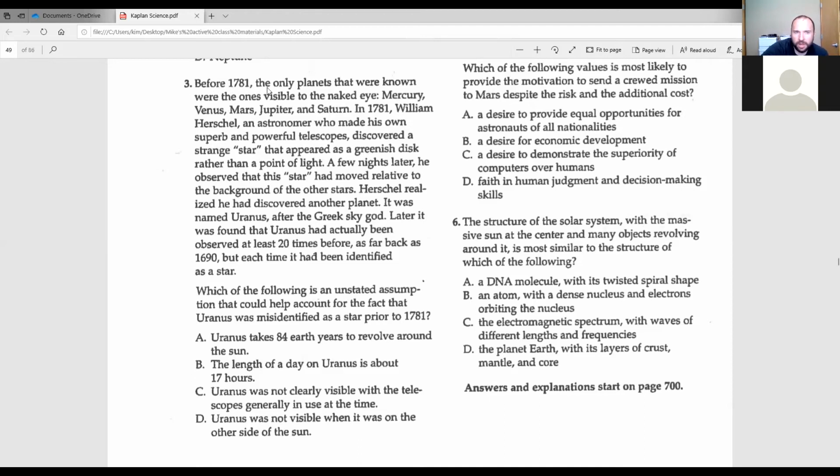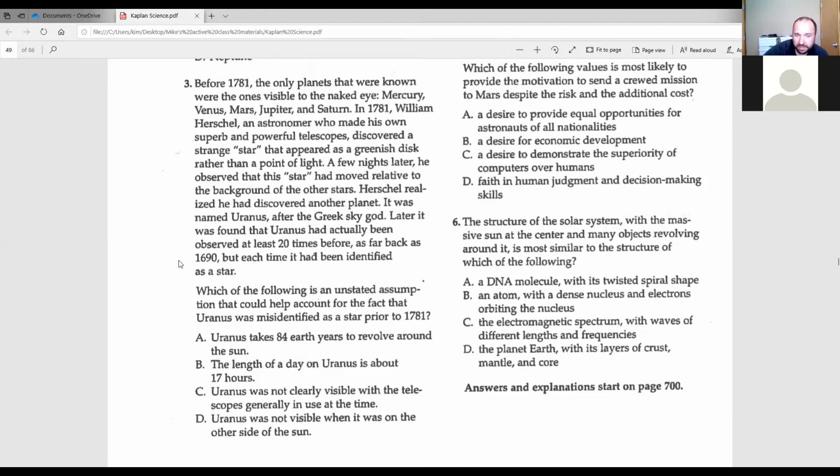Before 1781, the only planets that were known were the ones visible to the naked eye. In other words, the ones you could see in the night sky: Mercury, Venus, Mars, Jupiter, and Saturn. In 1781, William Herschel, an astronomer who made his own superb and powerful telescopes, discovered a strange star that appeared as a greenish disk rather than a point of light. A few nights later, he observed that this star had moved relative to the background of the other stars. Herschel realized he had actually discovered another planet.